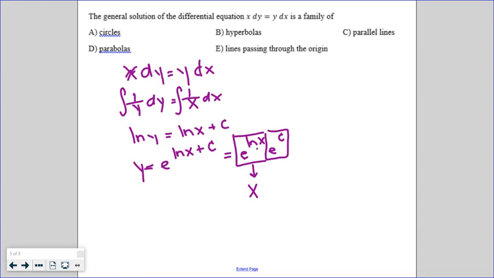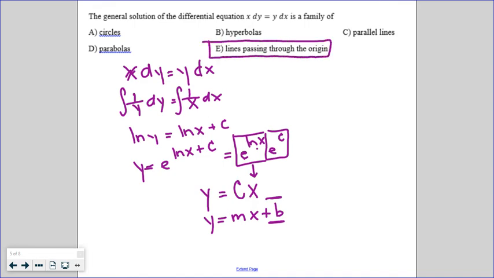And e raised to the c is just some constant. So again, I can just represent that as some constant. And so what I get is y equals cx, and if I compare that to a linear equation, y equals mx plus b, I can see that the y-intercept is 0. And then we've got some slope, which I don't know what it is, it's some variable, but that tells me it's going to go through our origin with a y-intercept of 0. So this would be a family of lines that pass through the origin.